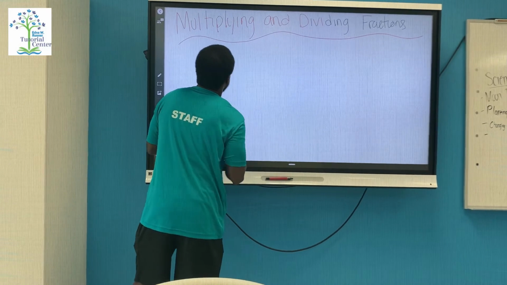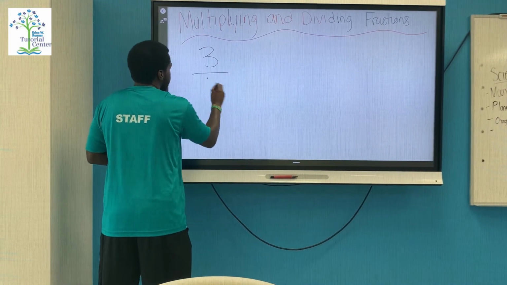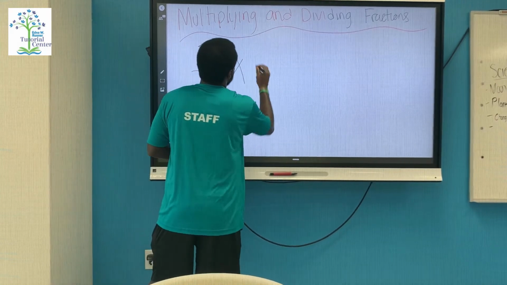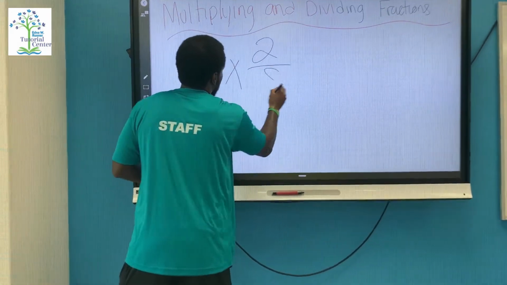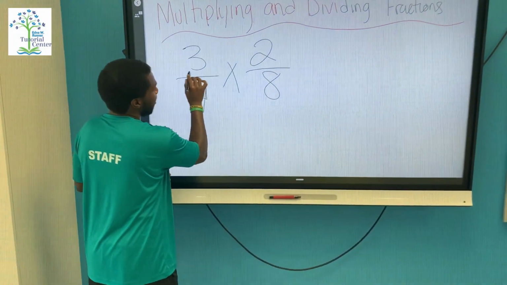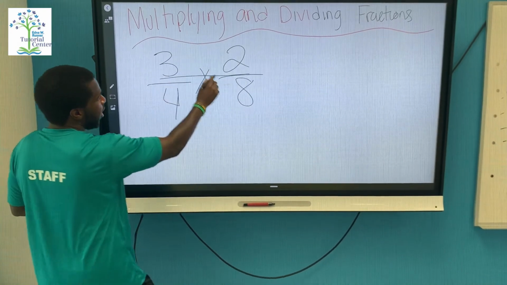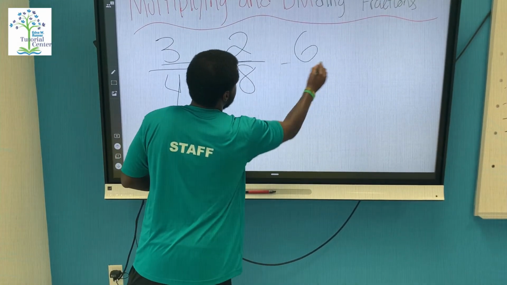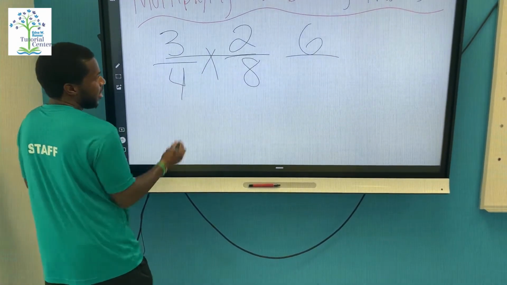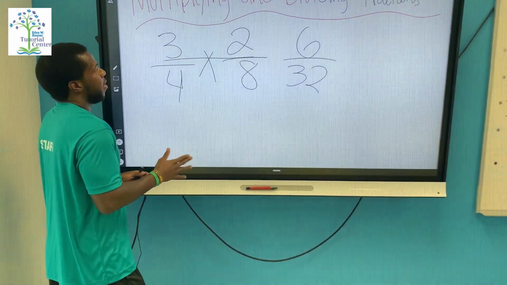We're going to start off with multiplication. Do 3/4 times 2 over 8. When multiplying fractions, all you do is multiply straight across. So for this first one, our numerators, just do 3 times 2. That's going to give me 6. And then 4 times 8, that's going to give me 32. That's how easy multiplying fractions is.